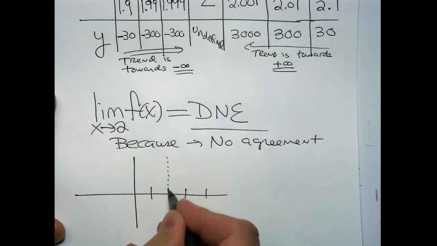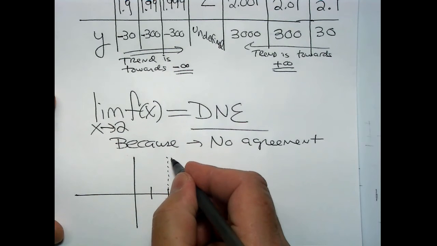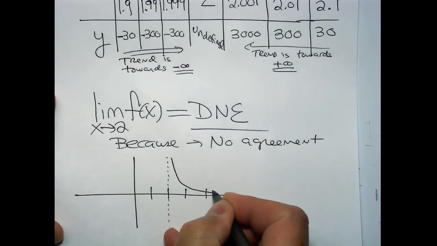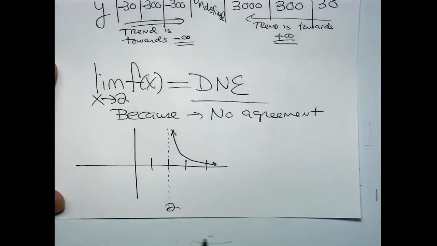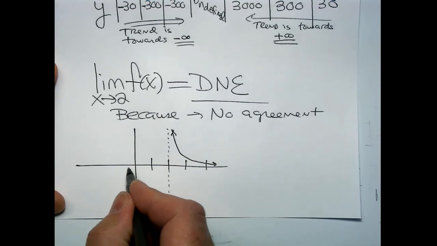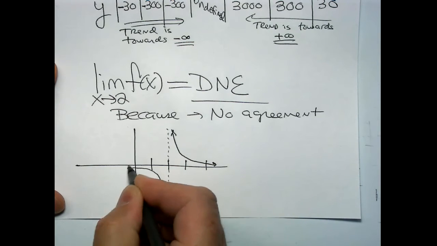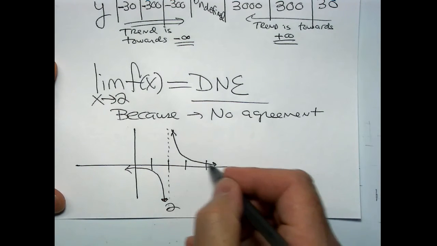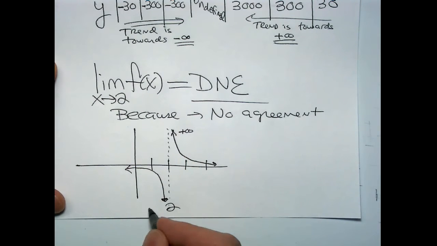Here at x equals 2, the graph of this particular function looks something like this. There's actually a vertical asymptote right there at x equals 2, as you might suspect because of division by 0. And then there's another one over here. So now you can visually see that coming from the right side, we're trending towards positive infinity. Coming from the left side, we're trending towards negative infinity. And there's definitely no agreement here.